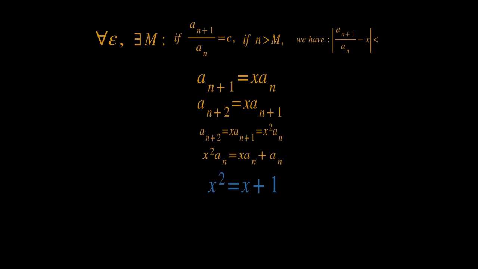And yes, this is the first quadratic that we encountered when we were trying to solve for the golden ratio. So x equals the golden ratio. And since x is the limit as n goes to infinity of A sub n plus 1 over A sub n, that means that the ratio between any two consecutive terms of the Fibonacci sequence, as n gets arbitrarily large, eventually gets arbitrarily close to phi, the golden ratio. That's it. That's our proof. That's definitely one of my favorite proofs.